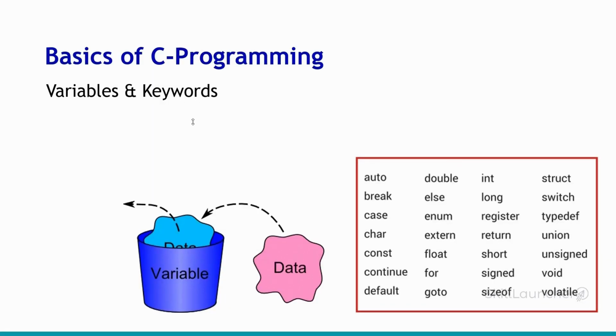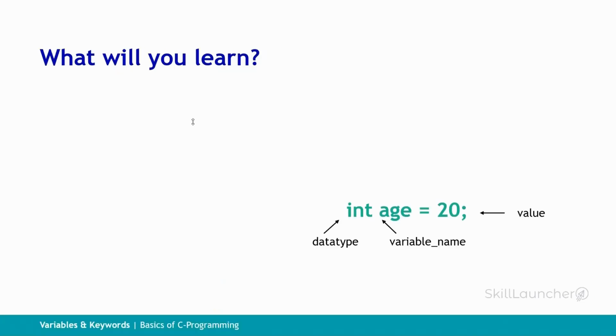Here's the third section of C programming, that is basics of C programming. Let us start this section with a lesson, variables and keywords. In this lesson, we would be learning what are variables and variable declaration, what are keywords, and a list of keywords in C.